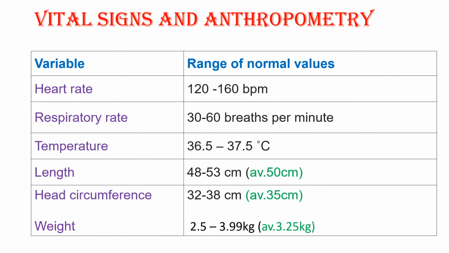Normally, the normal heart rate in the neonatal period is around 120 to 160. Normal respiratory rate for neonates is between 30 to 60. Normal body temperature is between 36.5 to 37.5 for axilla. The length is 50 plus or minus 2. And head circumference is 35 plus or minus 3. And the weight, the average is 3.25, but the normal birth weight is between 2.5 to 3.99 kg.